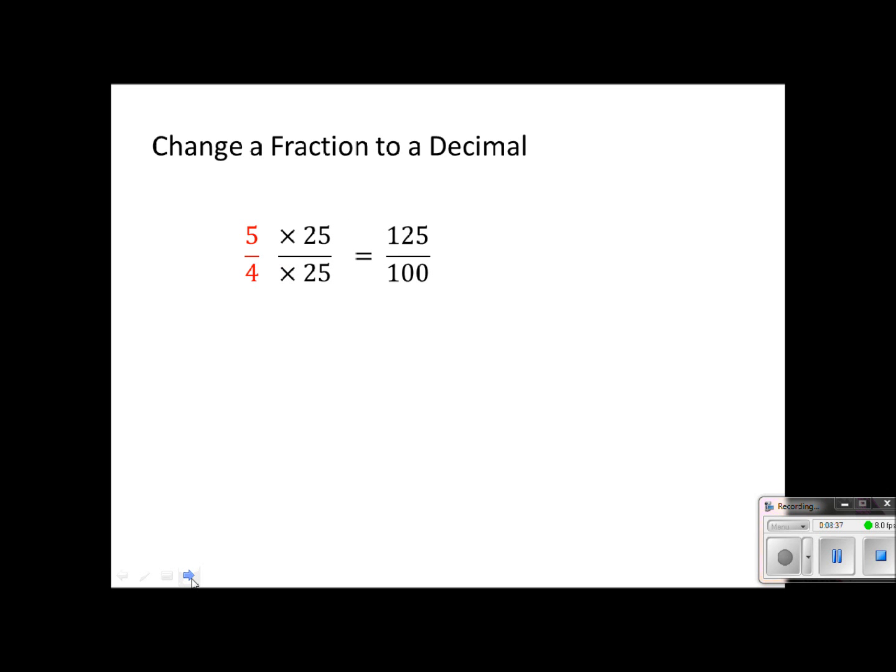So multiplying the top and bottom by 25 would give me 125 over 100. And remember, with percents, everything's about the 100. So I have 100 in the denominator. So now that is easy to rewrite as 1 and 25 hundredths, which of course is easy to write as a percent as well. So as a percent, because this is already in the hundredths position, it would just be 125%.